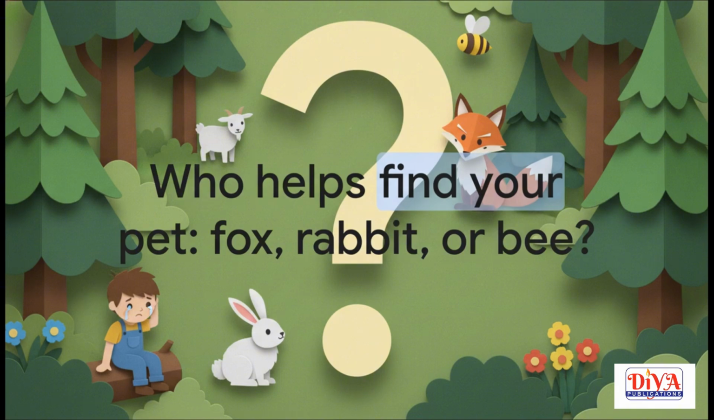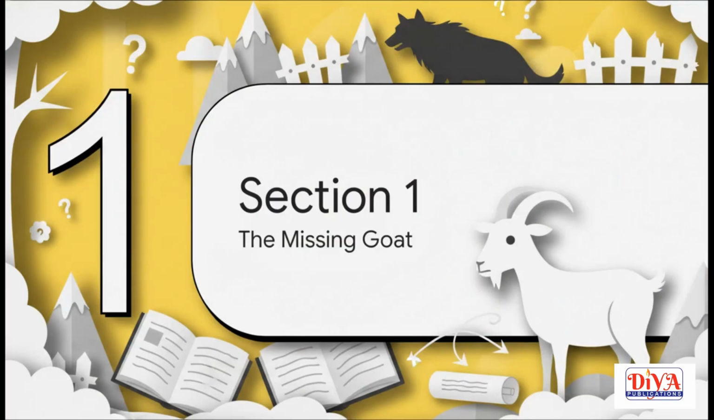Think about your immediate gut reaction regarding size, strength, and capability. This question brilliantly primes us for the unexpected systemic resolution we're going to explore today. So, lock in your answer. All right, let's dive right into Section 1, the missing goat.